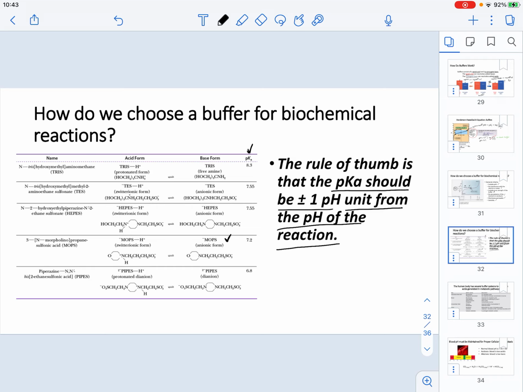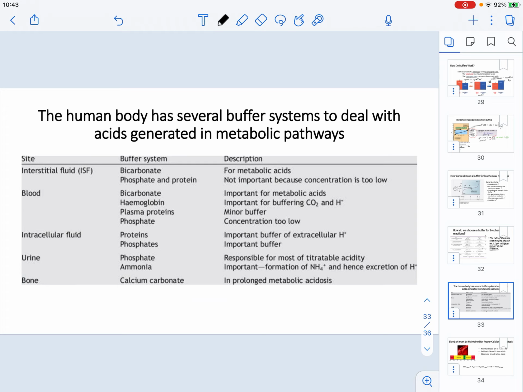Now, understand that buffers are actually present in the human body. And understand that these buffer systems are how we deal with acid that is generated in metabolic pathways. Here in this table, we have the different buffer systems that we have in the human body. They include the bicarbonate system, the phosphate system, the protein system. We have some that have hemoglobin. We have some present in plasma proteins. This is just illustrating some of the ones that we have. Understand that we have some that have ammonia. So as you can see, they're varied.